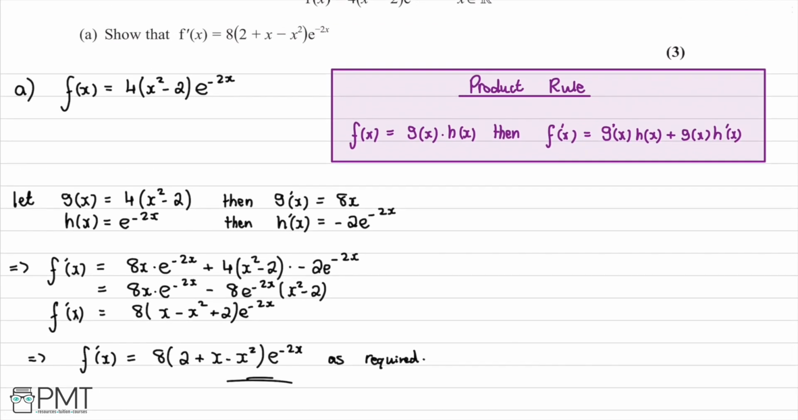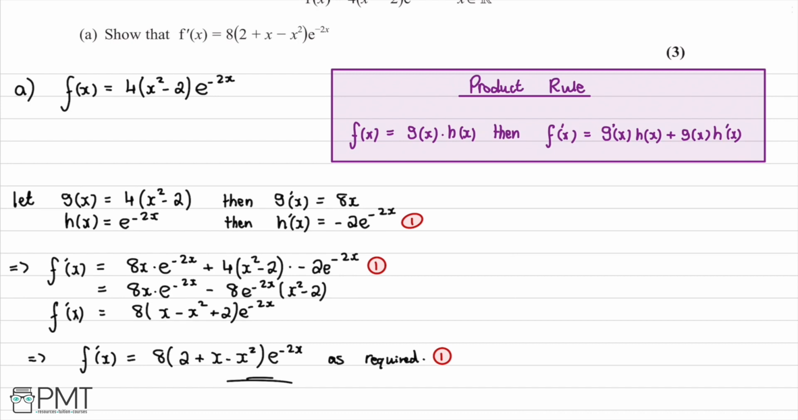It was worth 3 marks, and we received our first mark for attempting to use the product rule and then starting to differentiate. So we get 1 mark here for attempting to use the product rule, and we then get our second mark for differentiating, and we then receive our third mark for having the answer which the question asked us to show.